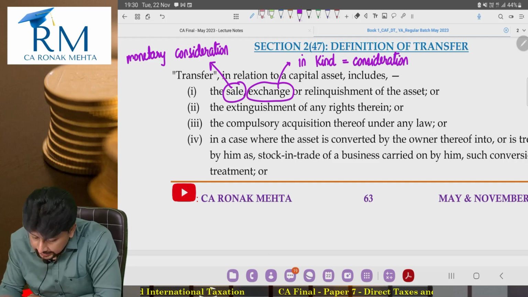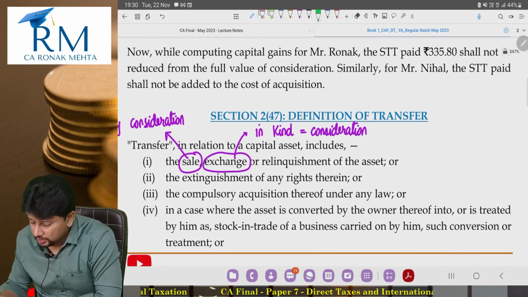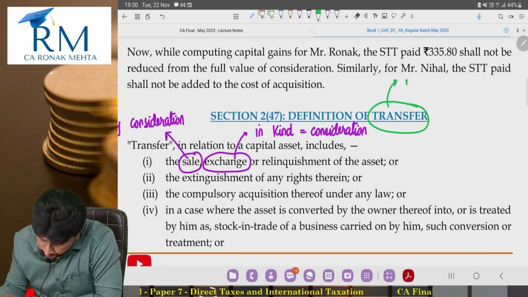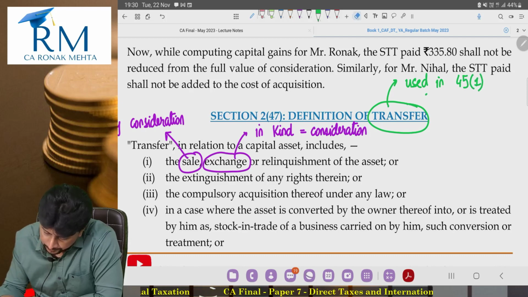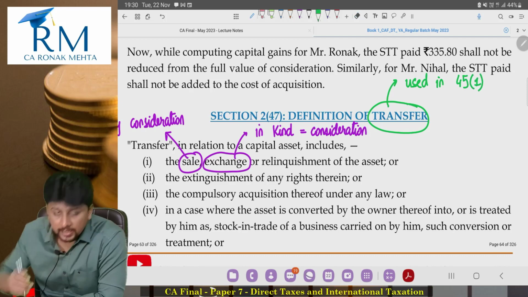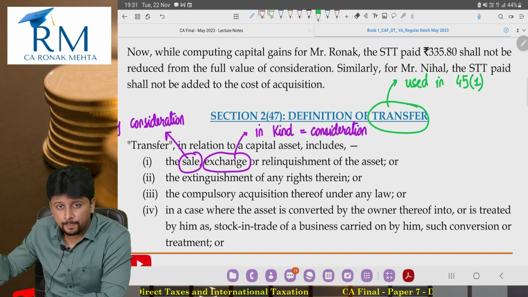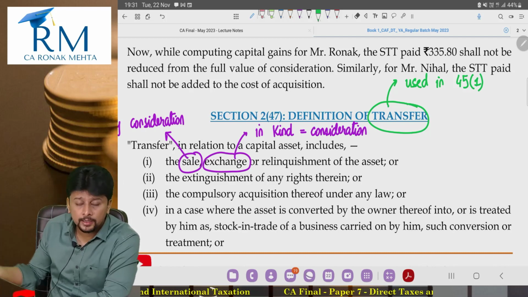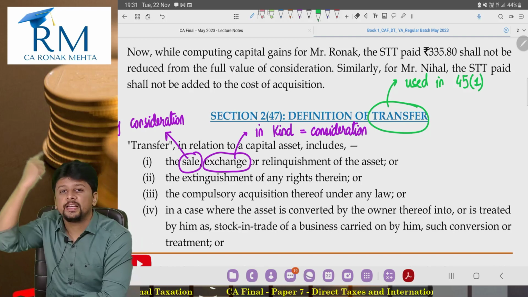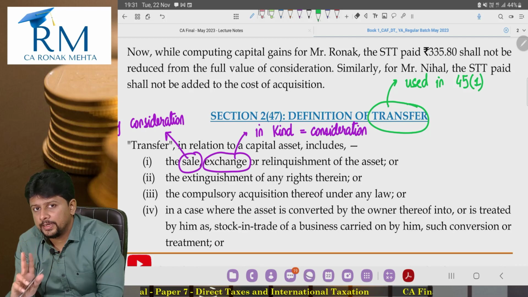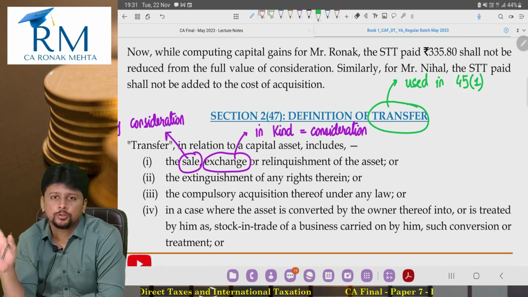The only thing that I would make a student observe, which is also very simple actually, this is the word which is used in section 45(1), charging section. That means exchange is a type of transfer, and transfer is the event where charging section will be triggered. That means you will have to pay tax on capital gains, not only when you sell but also when you exchange.